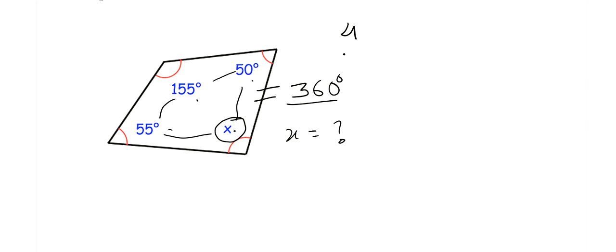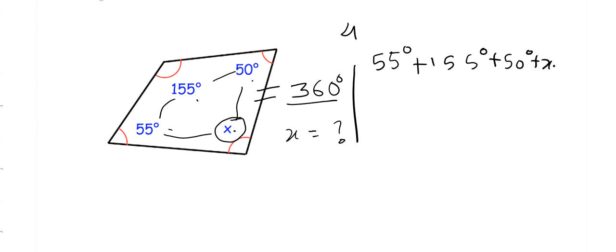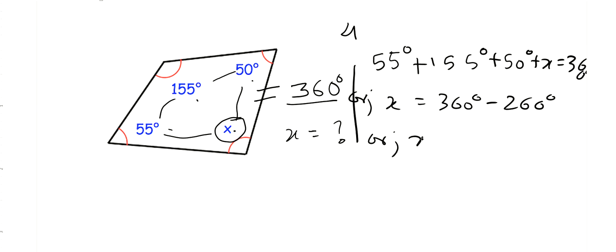If you want me to do this, okay, just let me do this. So it's going to be 55 degrees plus 155 degrees plus 50 degrees plus x equals 360 degrees, being the sum of angles of a quadrilateral. So when you add 55 plus 155, it's going to give you 210. 210 plus 50 is 260. So x equals 360 minus 260. That's going to give you x equals 100. There you go.